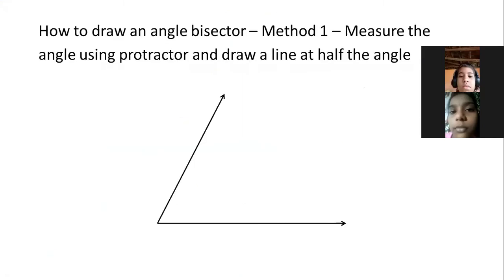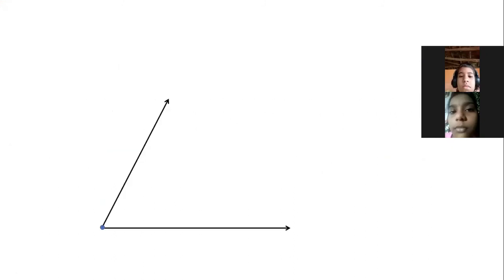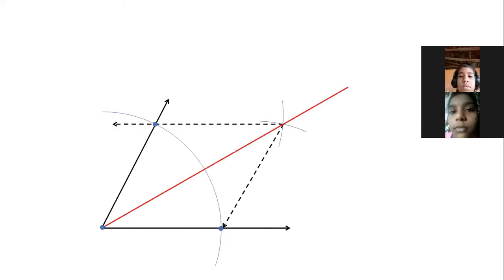Okay. Slide number 26. Next. Okay, hold that. So that's how we drew the diagonal of the rhombus and we bisected the angle. Okay. So now, next slide.